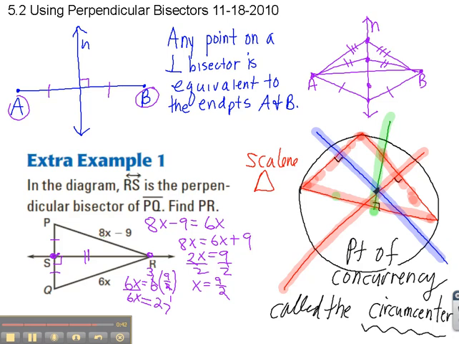So all points are going to be equal distance to this center point, which means this is a concurrent point, or we call it a point of concurrency. And this point of concurrency is called the circumcenter. There are other points of concurrency for other types of lines, but when the perpendicular bisectors meet at the center of a triangle, it is called the point of concurrency, which means they're equal distance to all the endpoints of the triangle.